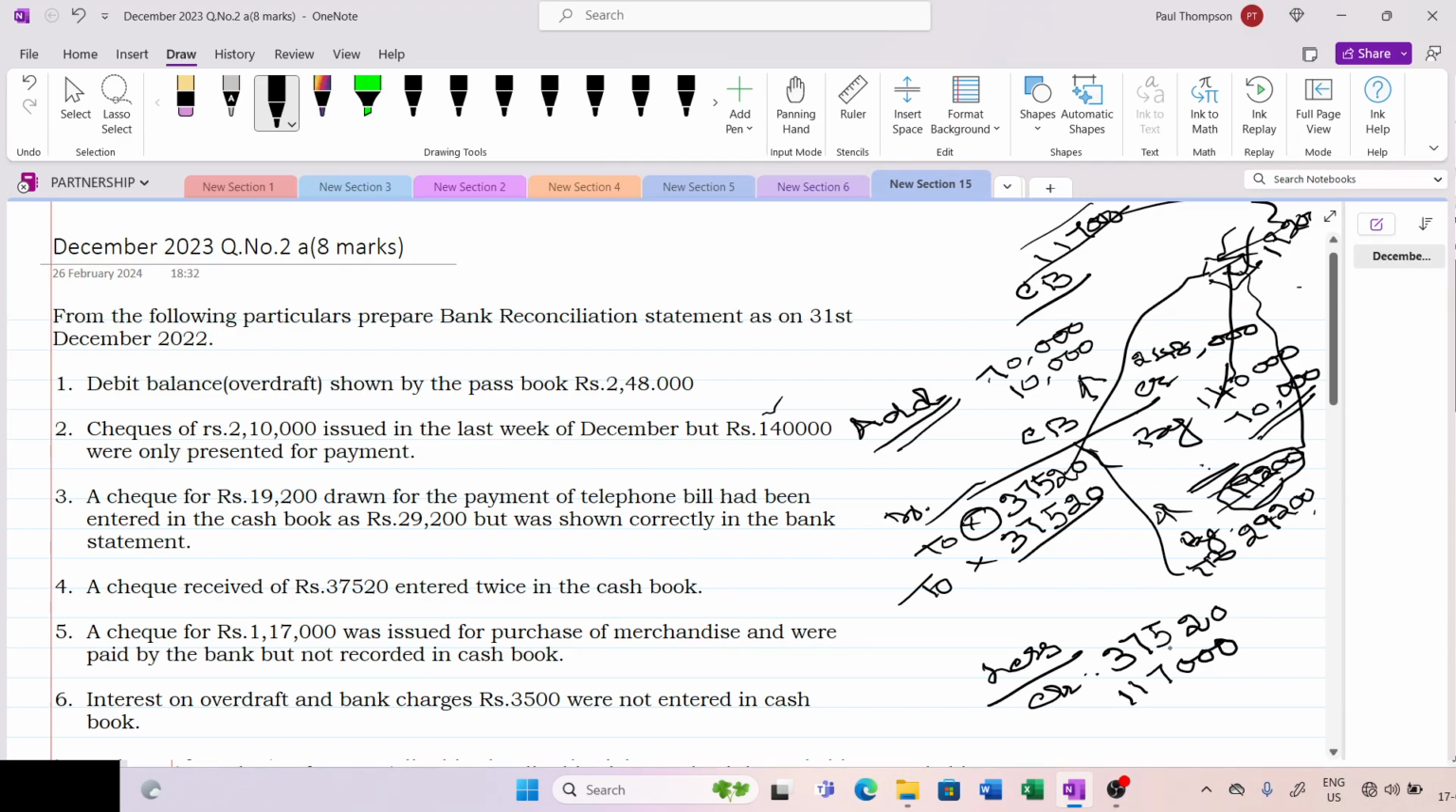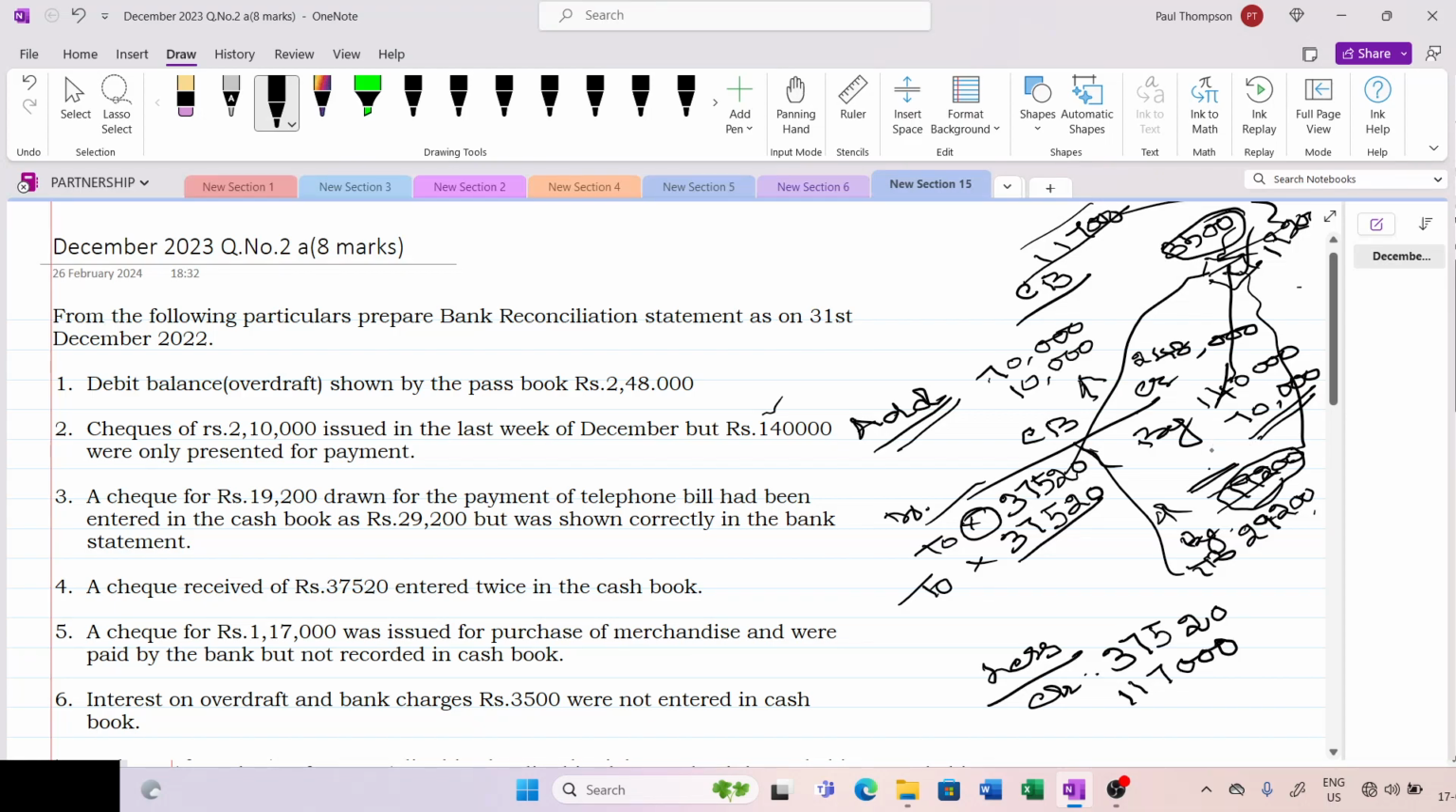Now the same case happened again. Interest on overdraft and bank charges. The bank has charged me 3,500. So the bank has increased my overdraft by 3,500. But I forgot. I do not have any information.